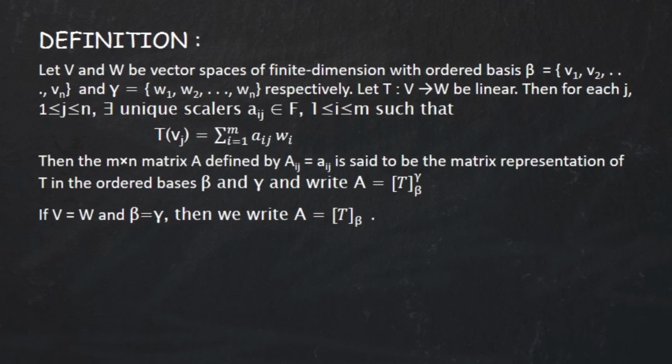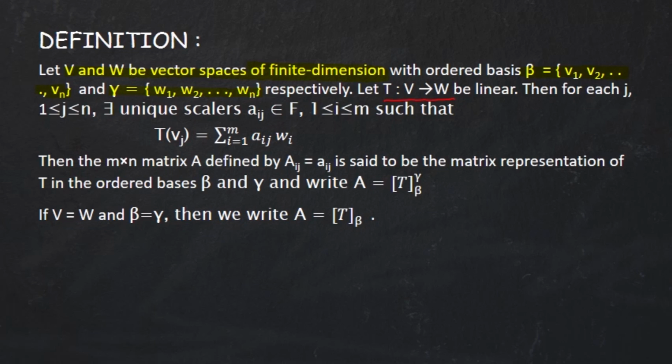Now we come to the main thing, that is the matrix representation of a linear transformation. So we start with two vector spaces V and W, which are finite dimensional, and V has an ordered basis beta consisting of v1, v2 till vn, and W has an ordered basis gamma consisting of w1, w2, up to wm. And T is a linear transformation from V to W.